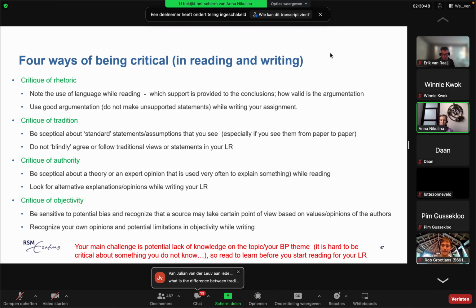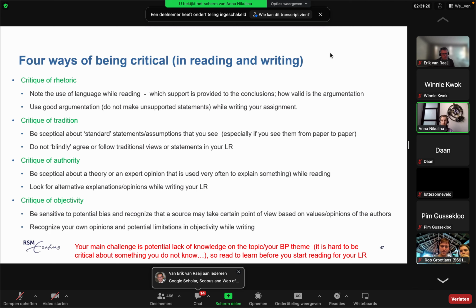Your main challenge, I think, is that you are not an experienced researcher and that you maybe do not yet have much knowledge about your BP theme, the topic of your research. So the way to try to overcome this challenge is to get up to speed on your topic as much as possible. First really try to read to educate yourself before you start reading to review, because the more you understand the topic, the better quality review you can produce. Because then being critical is easier.